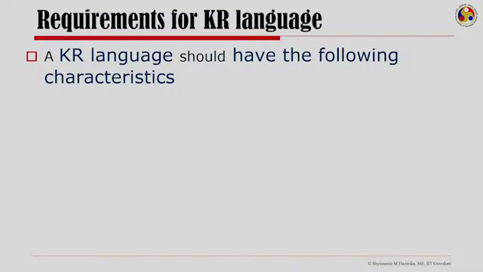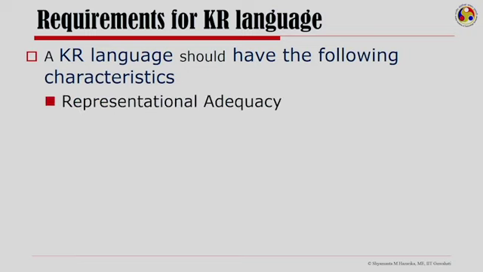So, what are the requirements for a knowledge representation language? A knowledge representation language should have the following characteristics. 1, it should have representational adequacy. It should be good enough to represent the problem that I am thinking of representing. So, it must be expressive enough to cover all the ideas that need to be represented.